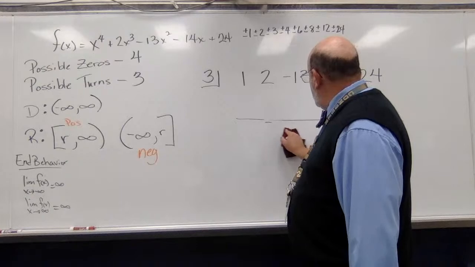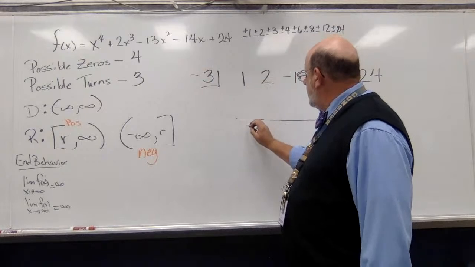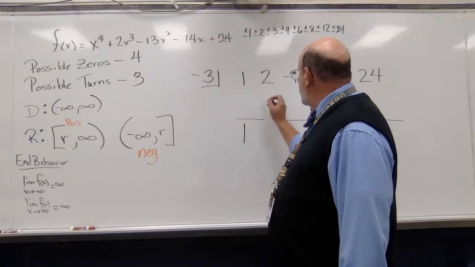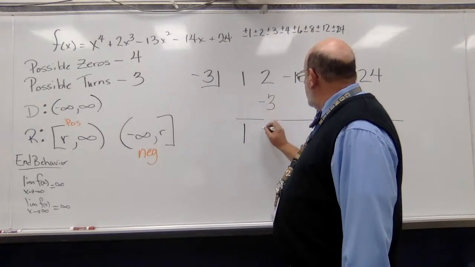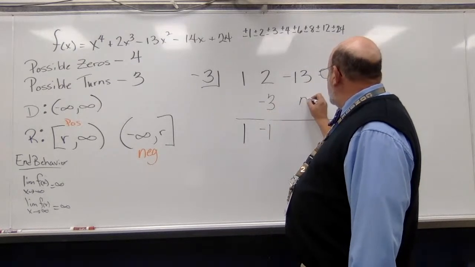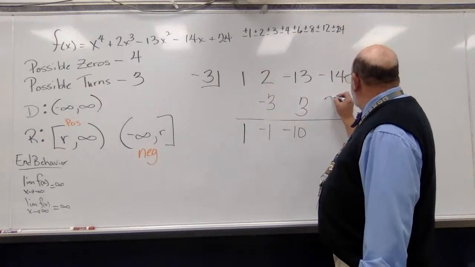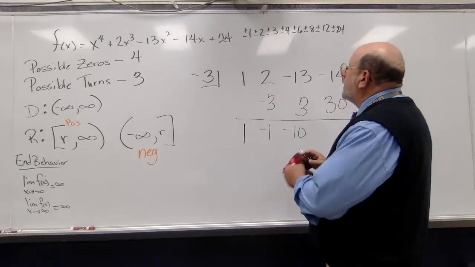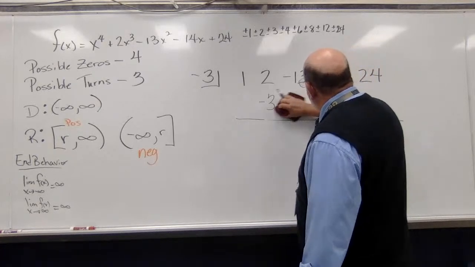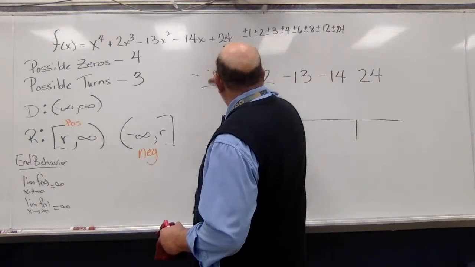So let's try negative 3. I don't know. Let's see if it works. Drop that down. 1 times negative 3 is negative 3. Negative 1. Negative 1 times negative 3 is 3. That's negative 10. 30. No. Well, that doesn't make any sense. It doesn't work. I'm going to have to keep trying.